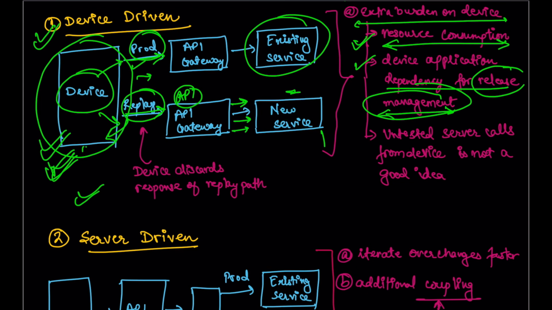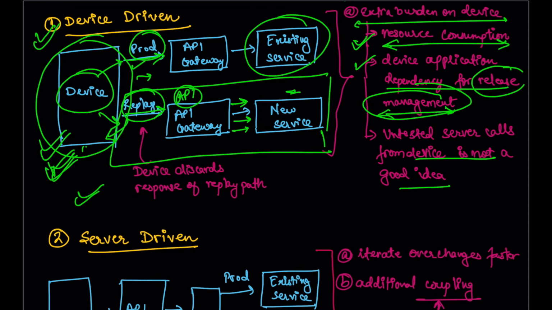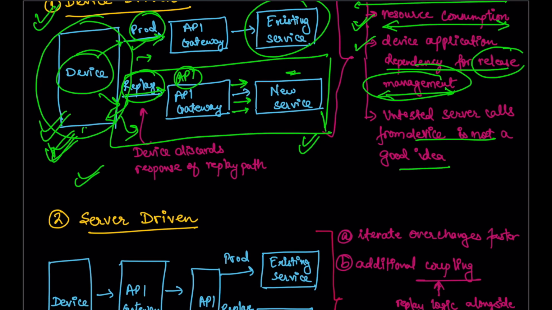Okay, moving to another point. Untested server calls from the device is not a good idea. Why? Because this actual path is in the testing phase right now. This is not a completely tested flow, but we are hitting the servers, hitting this path via a device, which might not be a good idea. There is a possibility that it is not completely secure and hackers can steal some kind of information or do some kind of work which we ideally do not want. So this is definitely not a good idea.